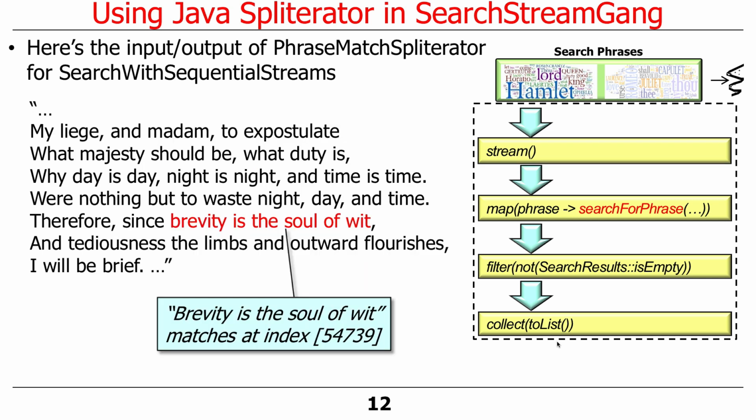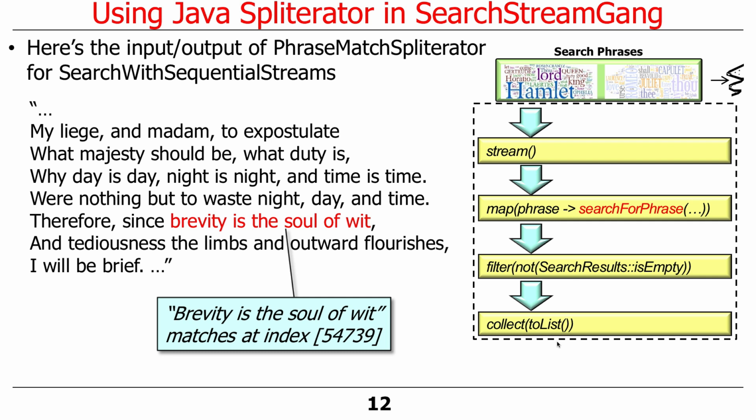Okay, so this is an example. Let's say we've got the text of Hamlet, just for the sake of argument, and it's got lots of famous quotes, and one of them might be the one we're looking for. "Brevity is the soul of wit." So there's one of the phrases we're looking for.